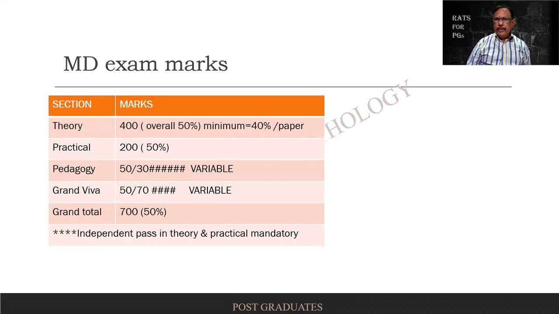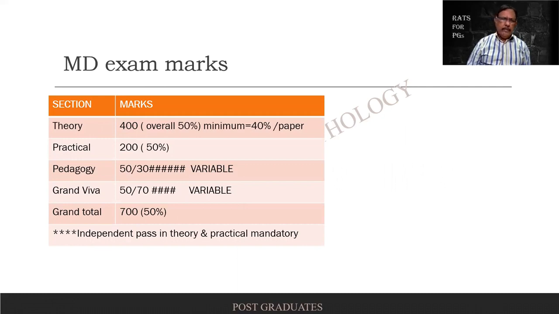The mark distribution, all of you know about it. It is again a kind of a revision. The theory, overall it is 400, of which the student should score 50%. And then there should be a minimum of 40% per paper.